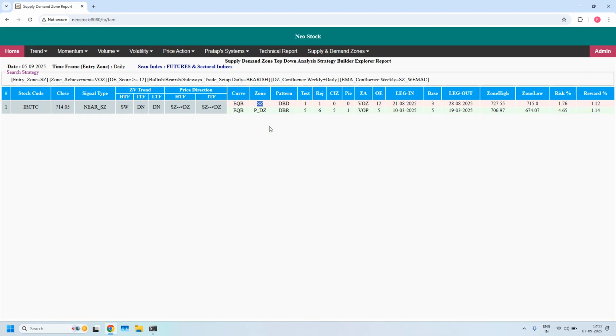That way this daily supply zone overlapped with weekly supply zone. That overlapped weekly supply zone having weekly EMA confluence. So this daily supply zone might be having more high probability to get success, provided less than 20 checklist items are satisfied. Otherwise, there are higher chances of zone violation.